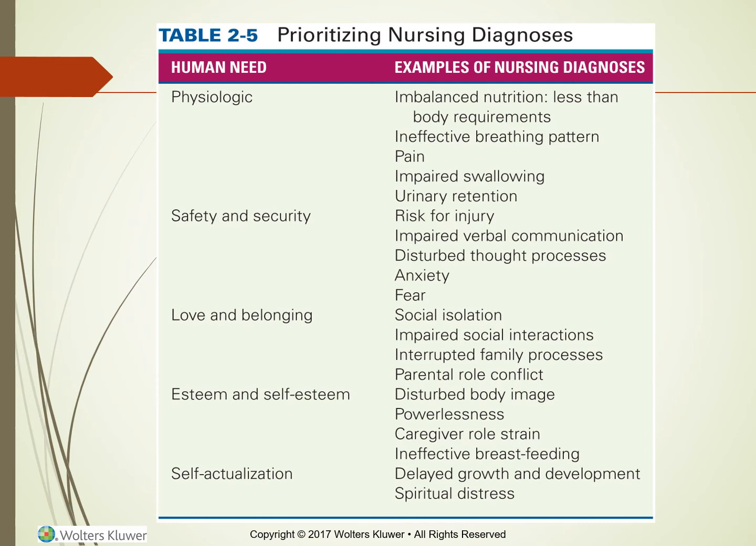Love and belonging needs would include examples of nursing diagnoses such as social isolation, impaired social interactions, interrupted family processes, and parental role conflict. Esteem and self-esteem, human need again, is disturbed body image for a nursing diagnosis, powerlessness, caregiver role strain, and ineffective breastfeeding would all be examples. Self-actualization, an example of nursing diagnosis for that would be delayed growth and development and spiritual distress.